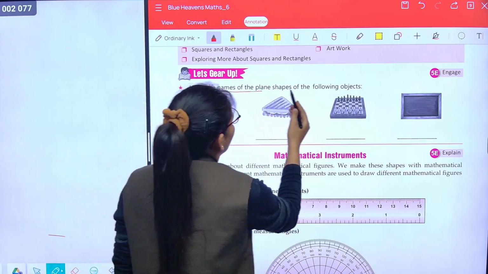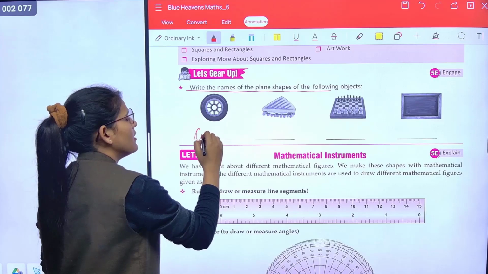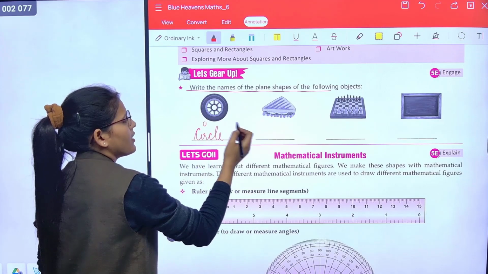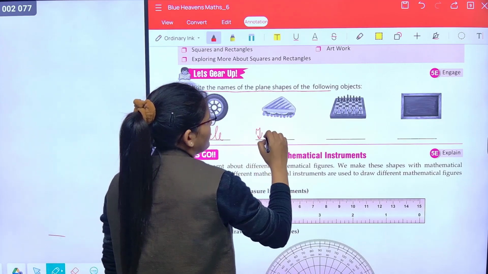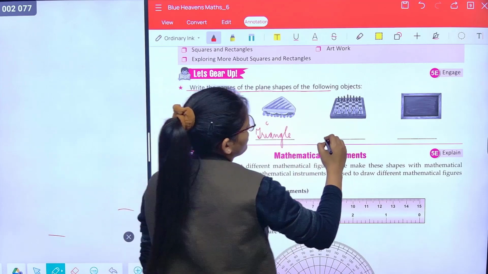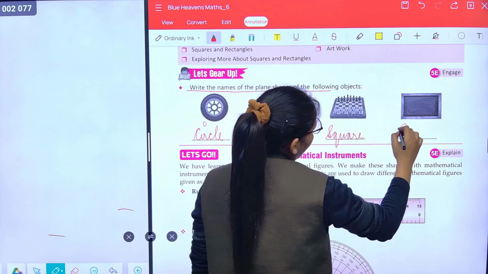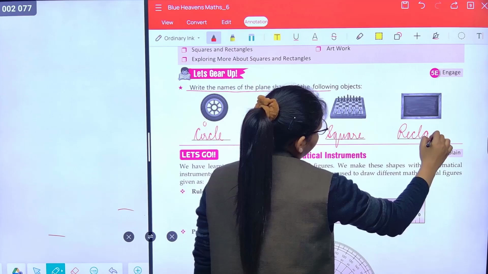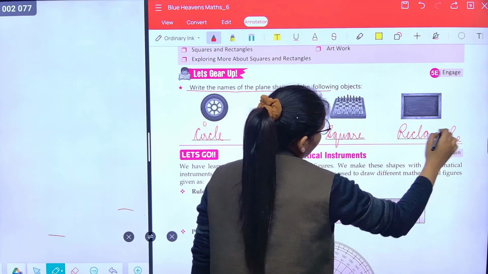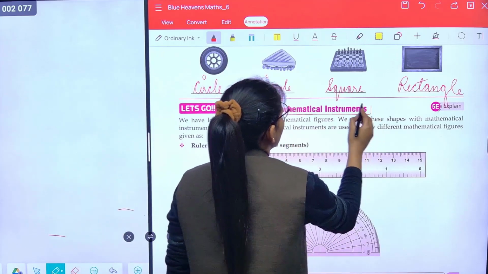Write the name of the plane shape of the following objects. Now class, this is a circle, this is a triangle, this is a square, and it is a rectangle. Understand class?